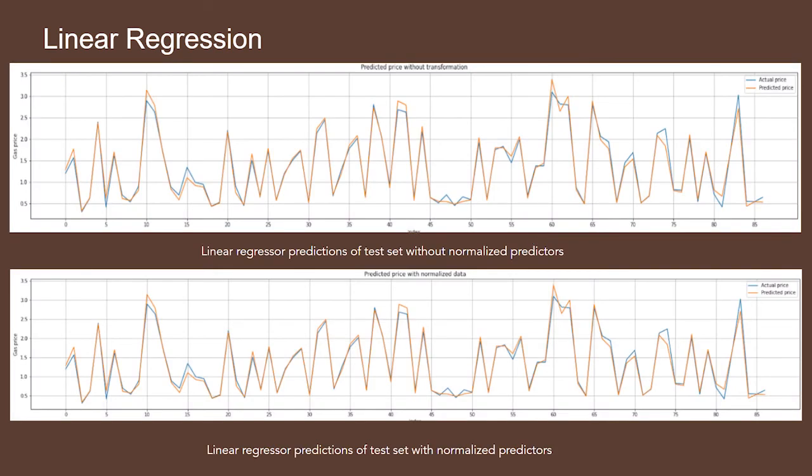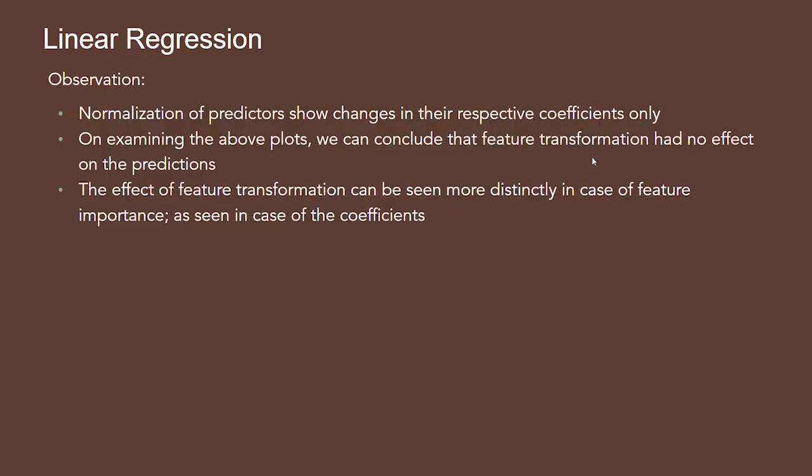Before moving on to other models, we have these visualizations where the blue lines represent the actual gas price compared to the predicted gas price of our model. Our first plot is without any normalization and the second plot is with normalization. So we can see that it's almost similar. Both of them are almost similar to each other. These are the observations that we have seen.